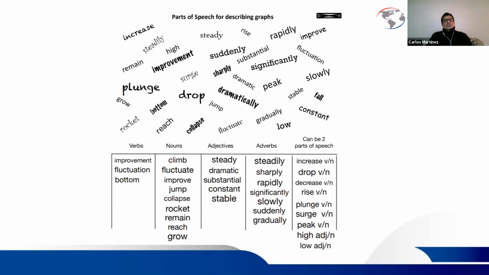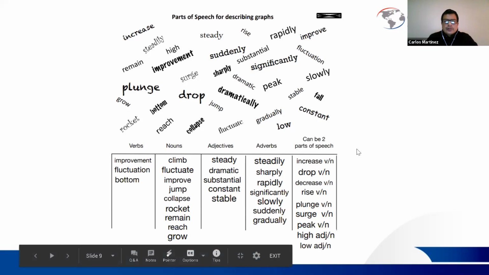For example, in January there was a growth, but then in February there was a plunge. I mean, it went down very quickly, and then in March it steadily started to go back up. So charts tell a story. They tell you how something is moving. They're not just pictures. Okay. So these are some words that we can use when we read a chart. Okay. Very good.